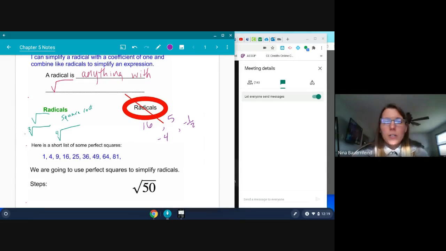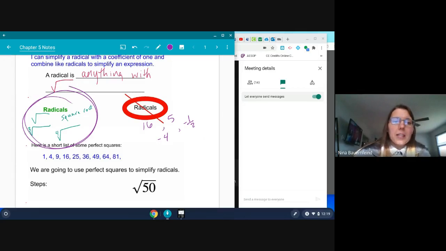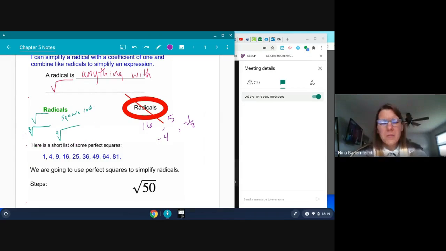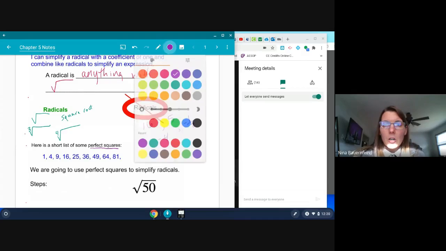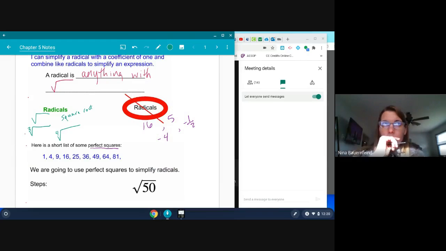So what we're going to try to do is take these things and make them look nicer. It seems kind of silly, but when you're in Algebra 2, you're going to need to do a lot of work with radicals. So we want to start practicing now, okay? Before we start, there's some numbers that you guys need to become familiar with, and they are called perfect squares. Perfect squares are numbers that come from something times itself.